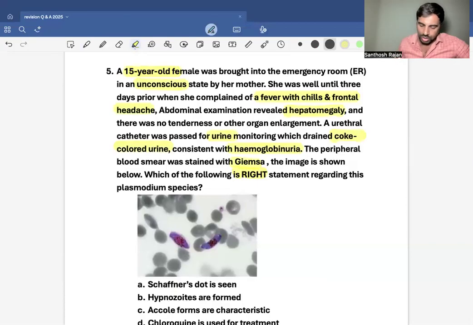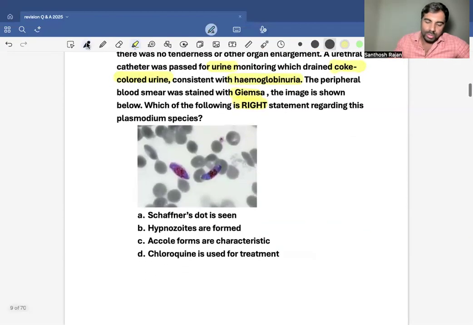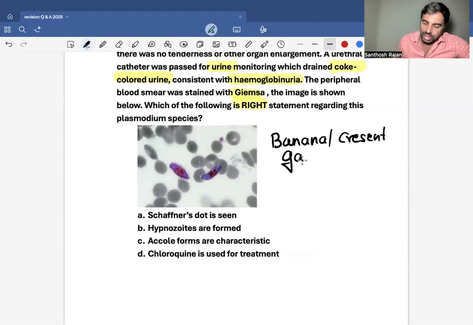Okay, now look at this picture. Clearly, you can say what I'm seeing. I'm seeing a banana or crescent shaped cell. This is the first clue for me. The basic picture, if I know this, is falciparum.